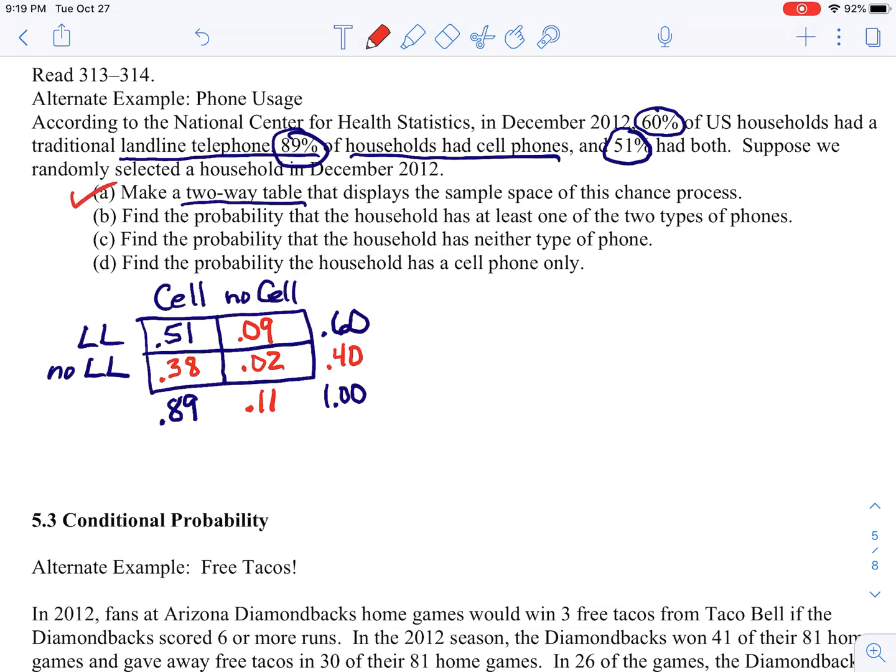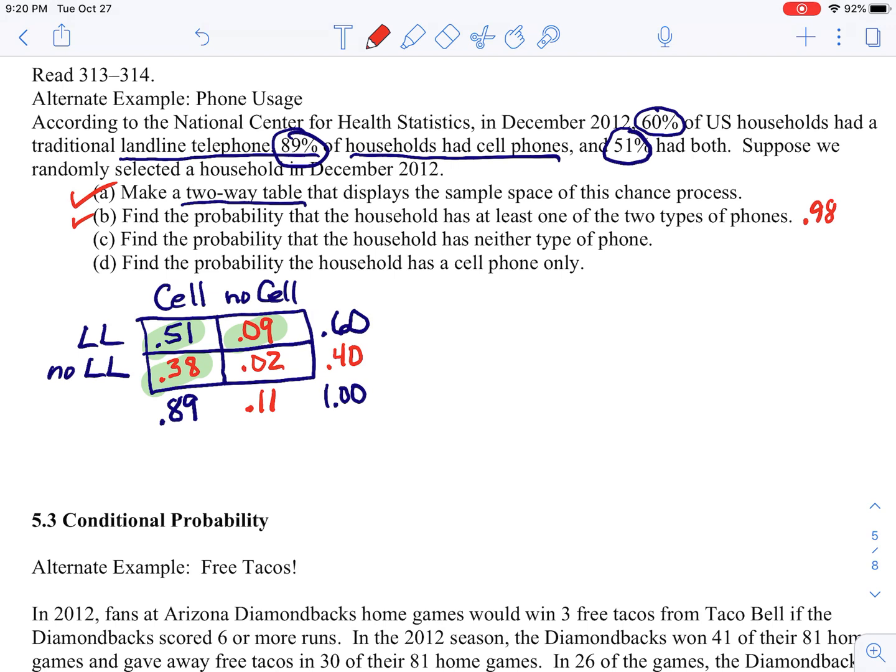Check that off. Part B says: find the probability that a household has at least one of the two types of phones. All right, well, 51% had both, 9% had just a landline but not a cell, and then 38% had just a cell but no landline. Those are the three groups that represent at least one, or possibly two. Basically, it's everything but the 2%. So the answer to that one should be 98%. So most people, 98% of people, have at least one of those two types of phones based on this table.